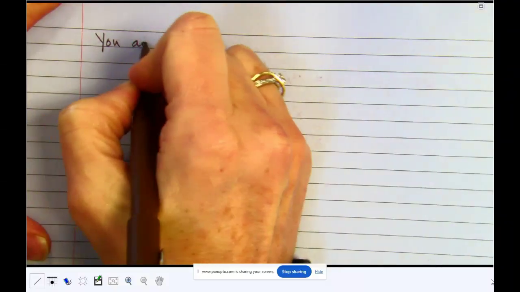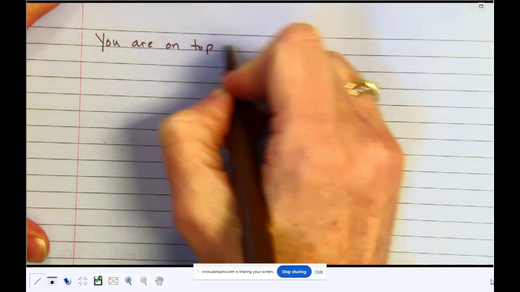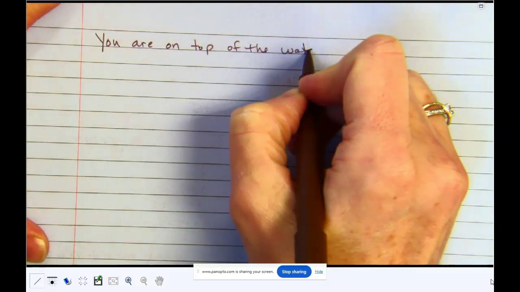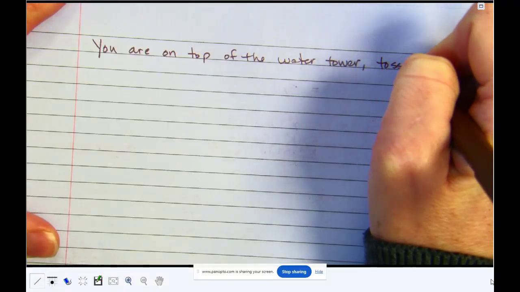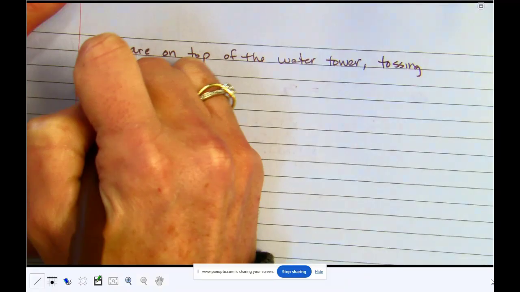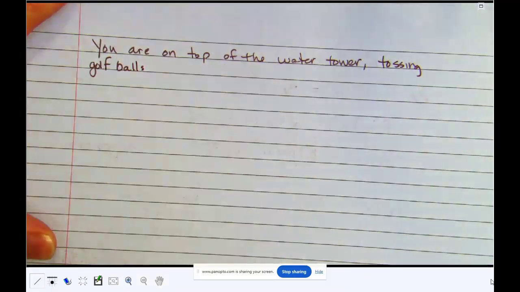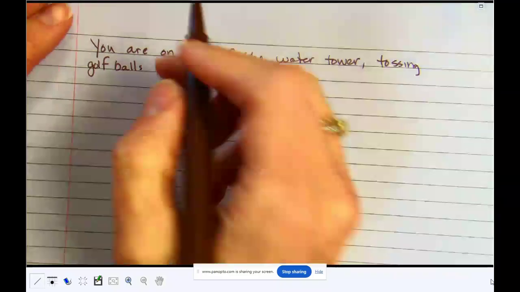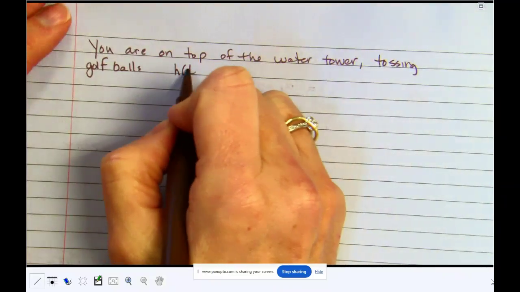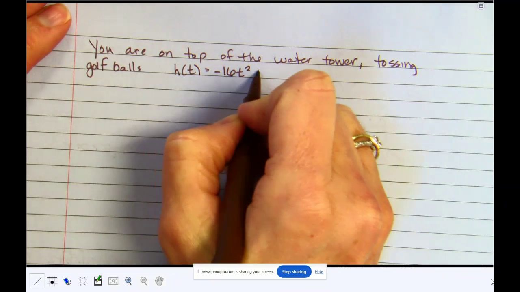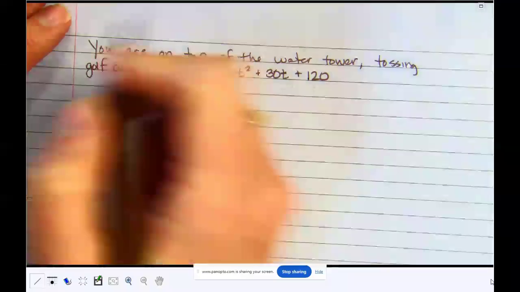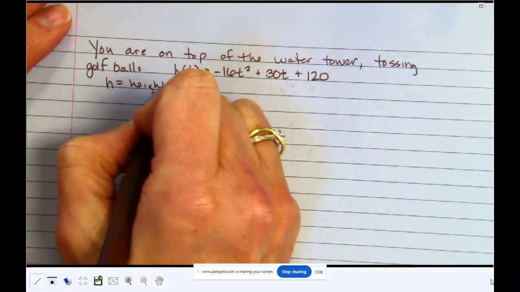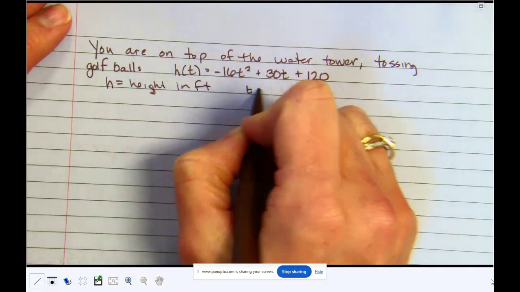So let's say you are on top of the water tower. Because there's nothing else to do in Fremont, you're tossing golf balls off. So you are tossing them up, like you're chucking them and they're going up and they're coming back down. So the equation for that is h of t equals -16t squared plus 30t plus 120, where h is height in feet and t is time in seconds.